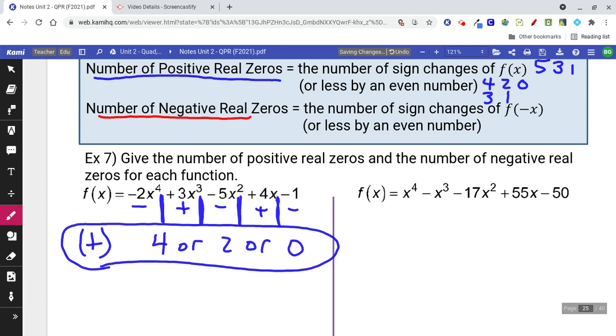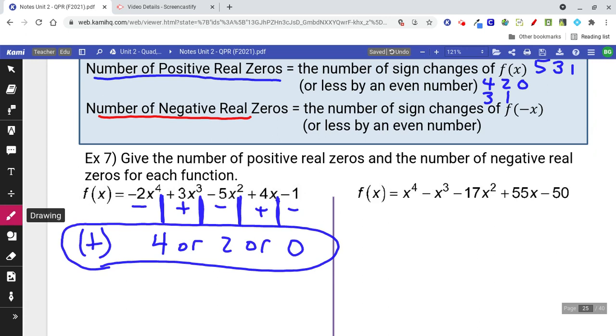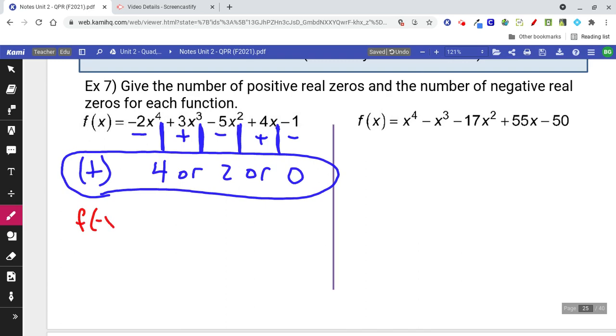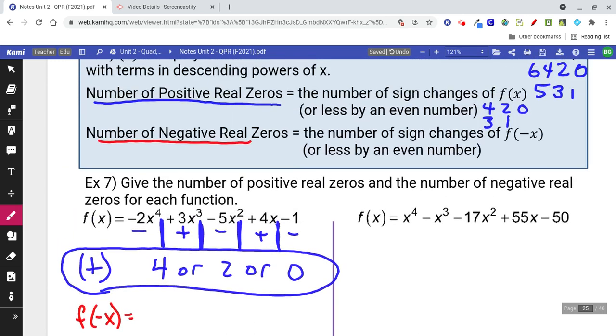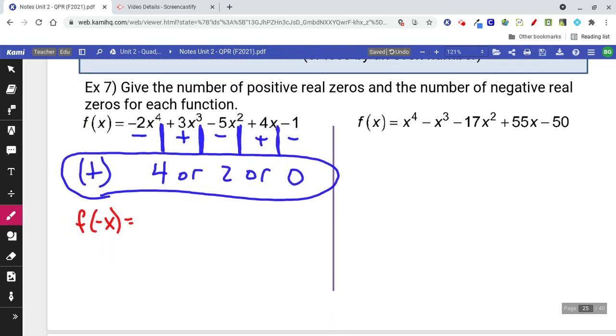That's it. For the negative, though, you've got a little bit of setup to do. For the negative real zeros, we have to look at f of negative x. And see right here where it says f of negative x. Then what I want to do is replace my x with a negative x. Negative 2 times negative x to the 4th plus 3 times negative x to the 3rd minus 5 times negative x squared plus 4 times negative x minus 1.